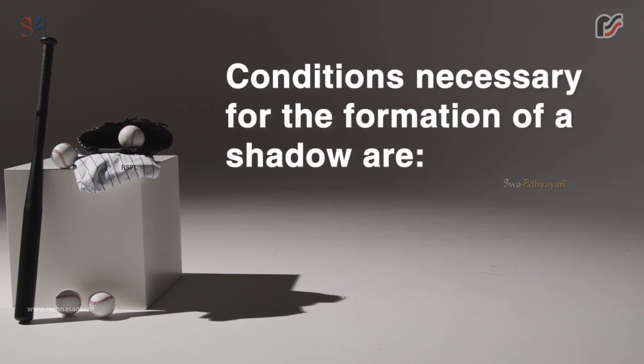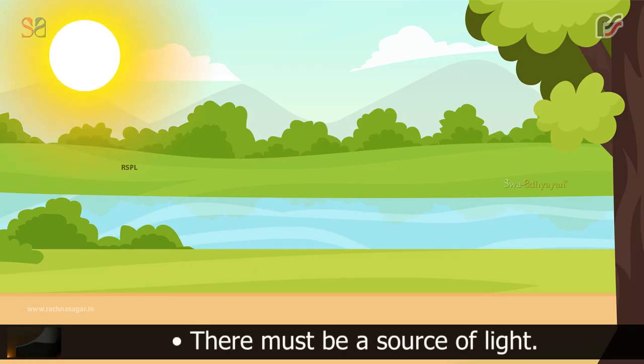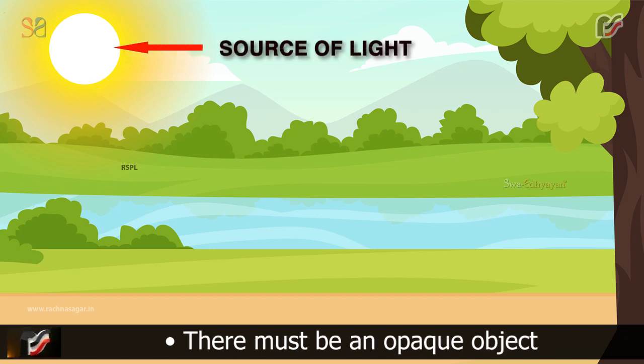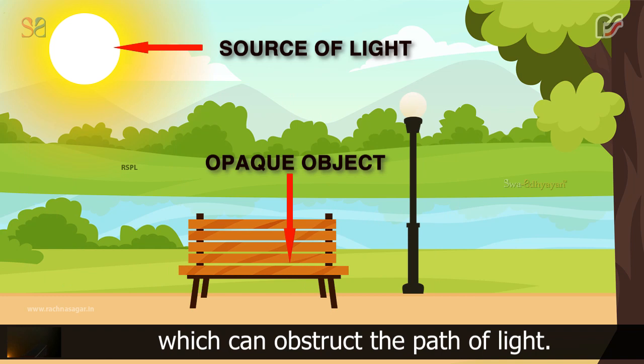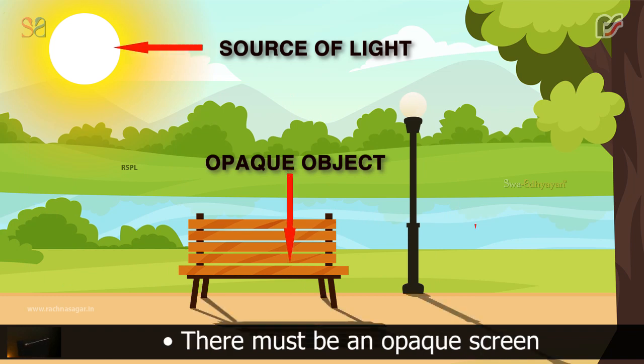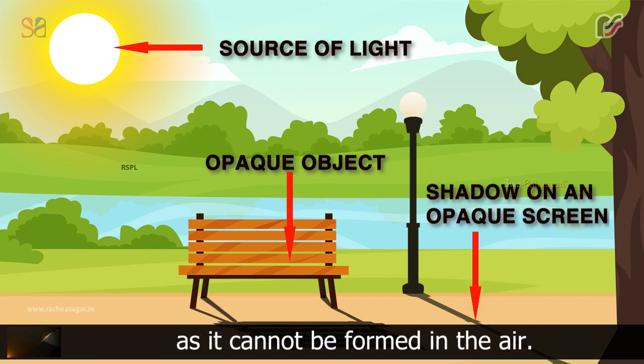Conditions necessary for the formation of a shadow are: there must be a source of light, there must be an opaque object which can obstruct the path of light, there must be an opaque screen on which a shadow can be formed, as it cannot be formed in the air.